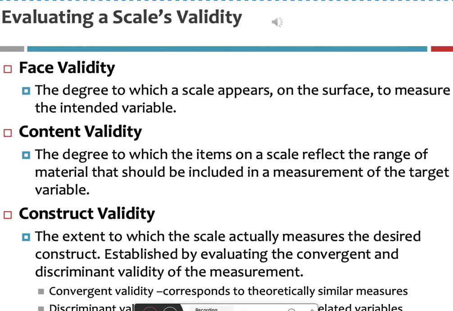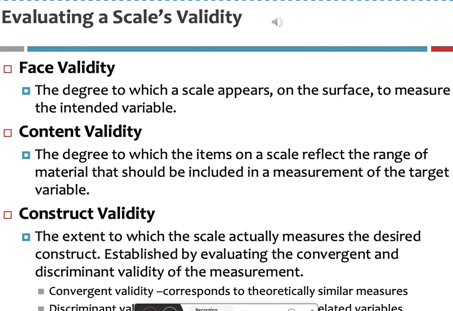There are 2 ways we typically look at this. One is called convergent validity, and the other is discriminant validity. With convergent validity, we look at the degree to which the measure corresponds to measures of other theoretically related variables. What that means is, if I'm measuring a concept or a construct, let's say extroversion, then my measure should correlate to anything that is theoretically related to extroversion, right?